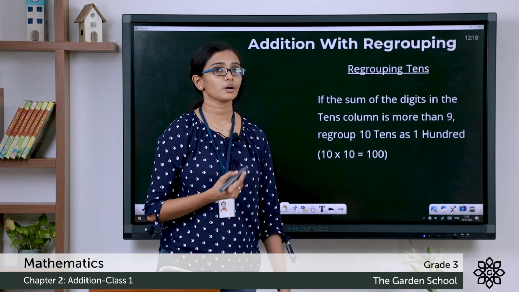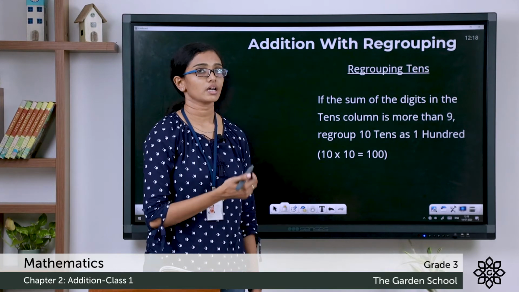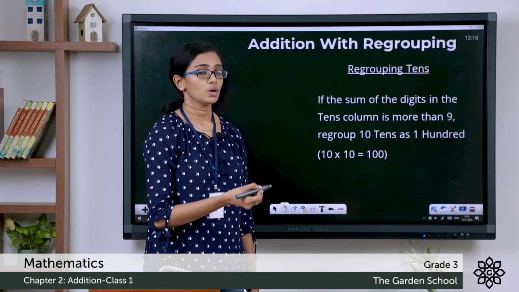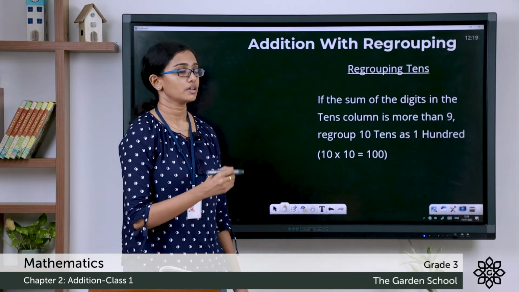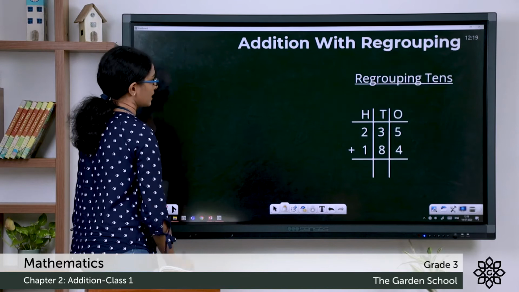Now let's talk about regrouping tens. Similar to the regrouping of ones, if the sum of the digits in the tens place is more than 9, we regroup 10 tens into 100. We know 10 tens is equal to 100. Let's see that with an example.